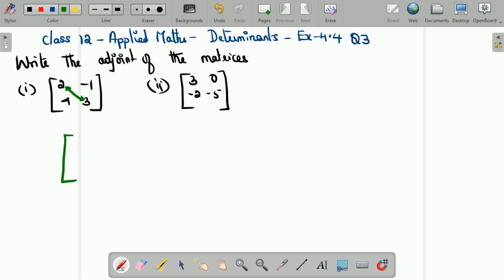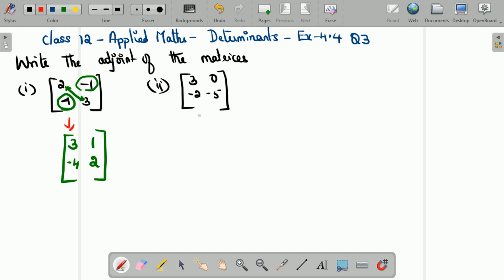So in the adjoint matrix, I will place 3 here and 2 here. Simply swap the location. As far as these two numbers, minus 1 and 4, just change their sign. So here minus 1, after changing the sign, this becomes 1. This is plus 4, so after changing sign, it becomes minus 4. So this is going to be the adjoint of this particular matrix.